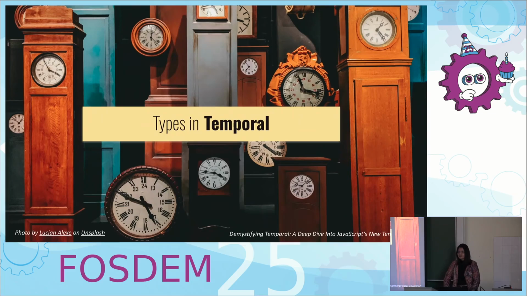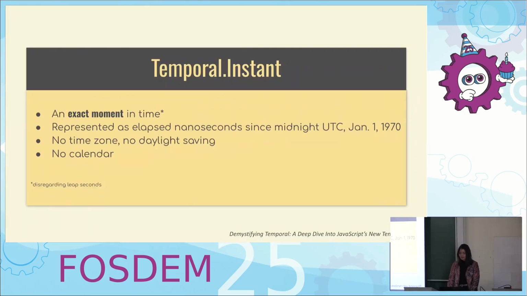Okay, so I mentioned strongly typed earlier. So let's take a tour through all the types that are present in Temporal. The first one you should know about is Temporal.Instant, which represents an exact moment in time. It is represented as elapsed nanoseconds since midnight UTC, January 1st, 1970, which is the epoch time. It's just nanoseconds. It has no time zone. That means it has no daylight savings capabilities. It has no calendar, so there's no year, month, or day. And it's just a purely ever-increasing number.